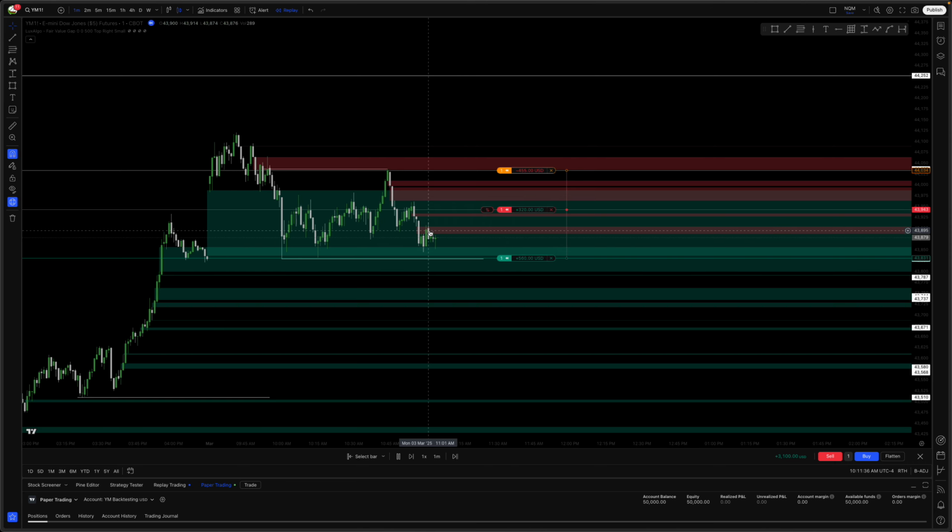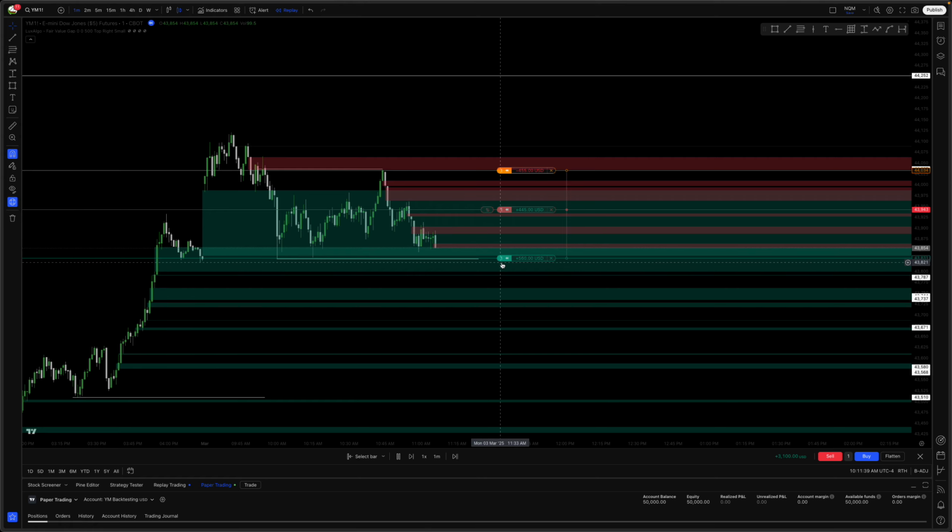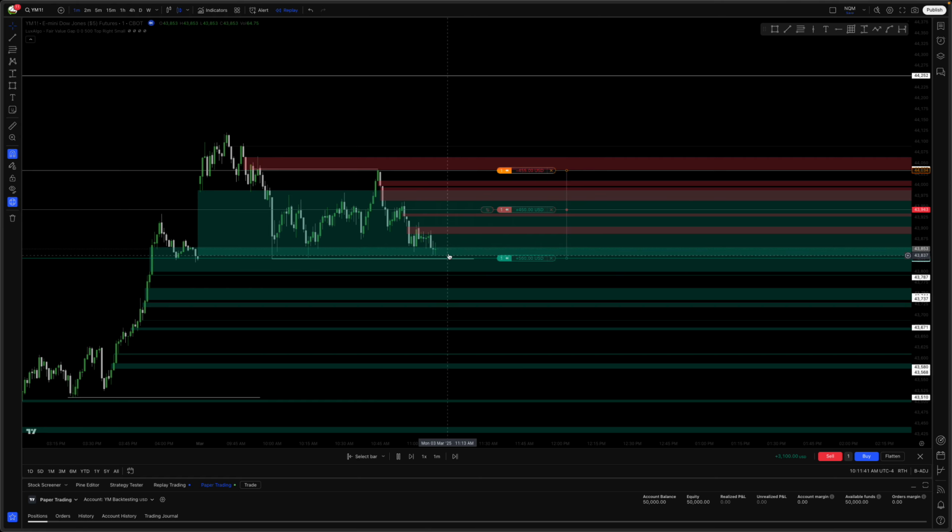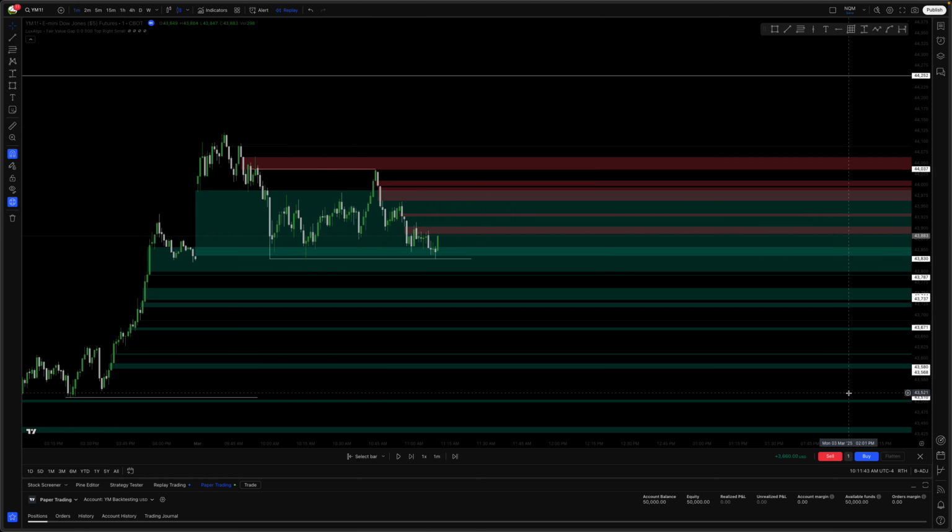Nice rejection off of this fair value gap. Come on, we got this. Sweet. $2,000 in the day. Amazing. This long looks pretty good, but this doesn't look too good. So, like I said, 3 wins. I'm gonna call it a day. Let's go to Tuesday.